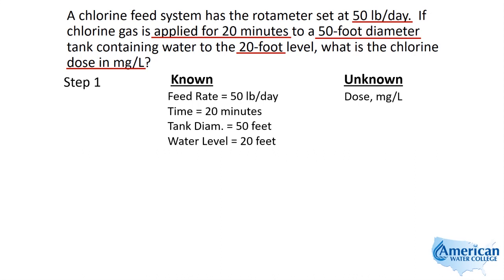So just to talk through what we're going to do here, we need to take this feed rate and this time and calculate how many pounds were actually added. We'll then use our tank diameter and the water level to calculate the volume in million gallons, and then we'll plug all that into our pounds formula to calculate the dose.